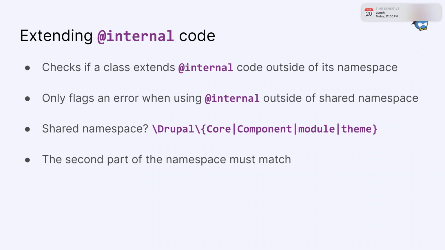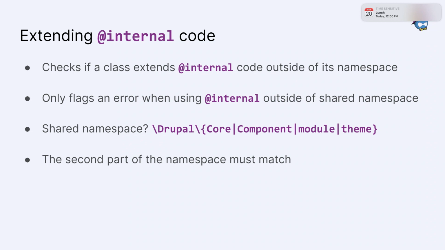So a shared namespace could be Drupal core. If Drupal core is using internal stuff, it's fine. But if a module were to use something from Drupal core that's flagged internal, it would throw an error. A lot of times you see this with forms because forms aren't guaranteed. So it can be a bit noisy, but I feel like it's better to see the warning and accept it than to not know it's there at all.